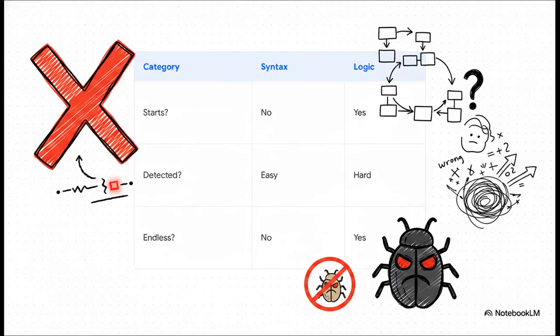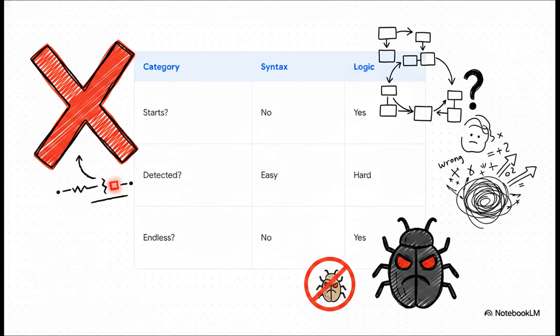Let's break these two bugs down side by side. Does the program start? For a syntax error, nope. For a logic error, yes. Are they easy to detect? Well, syntax errors usually are, right? The computer usually highlights exactly where your typo is. But logic errors, man, they can be incredibly sneaky.